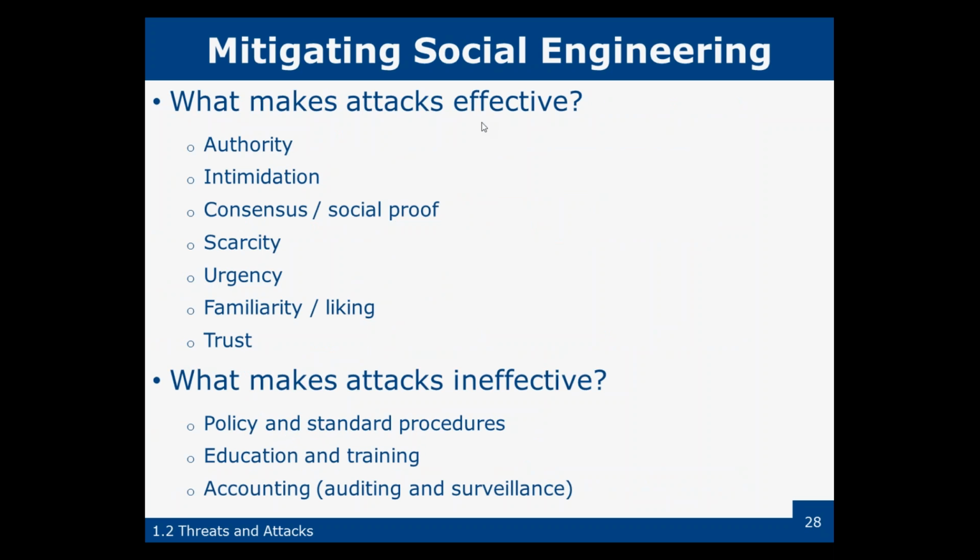Social engineering, and again, what makes it effective: authority, somebody in authority or pretending to be an authority. Intimidation, the consensus or social proof. The consensus is everybody else is doing it. Scarcity, urgency, familiarity, liking, and trust. And I think one of the big things here is trust. Developing the trust so that the user doesn't think twice about giving you information.